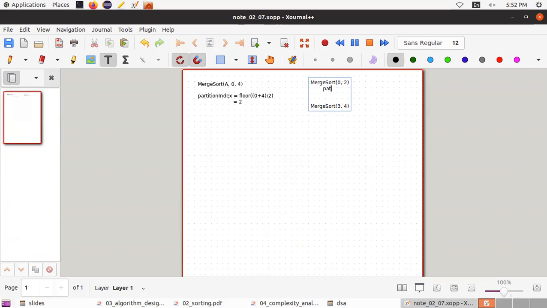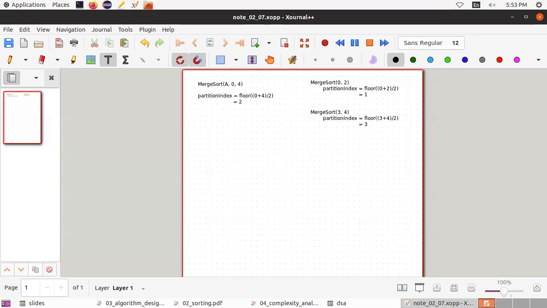For this, the partition index, which is computed as 0 plus 2 divided by 2, which is equal to 1. Here, the partition index will be, so I forgot to write floor here. Okay. Floor of, and here the value will be 3 plus 4 divided by 2, which is equal to 3.